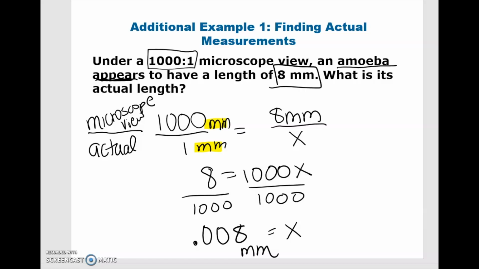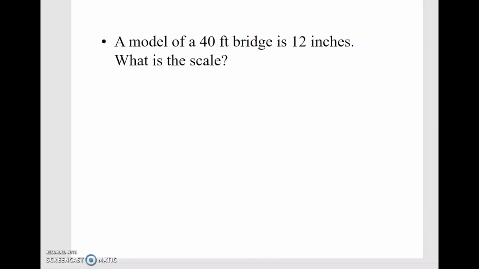Okay, let's try another one. This time we're going to actually find the scale. So this tells us that a model of a 40-foot bridge is 12 inches, and we want to know what is the scale. So the scale is the ratio in simplest form. So what it's asking me to find is the ratio in simplest form.